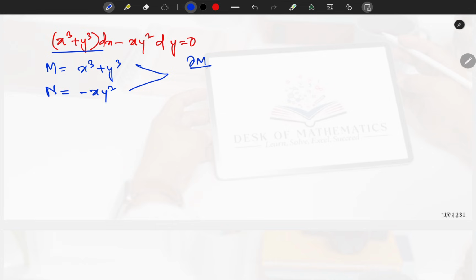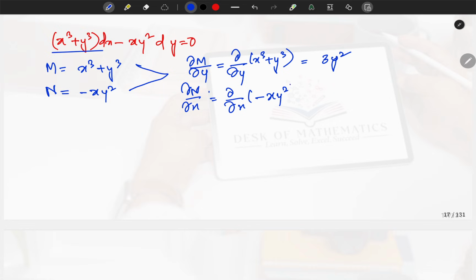So we will check dou M by dou y, and we will check dou N by dou x. So what is dou M by dou y? Differentiation of x cube plus y cube with respect to y will be 3y squared. And similarly, dou by dou x of minus x y squared, differentiation of x, will be minus y squared. And you can check that dou M by dou y is not equal to dou N by dou x. So it is not exact.